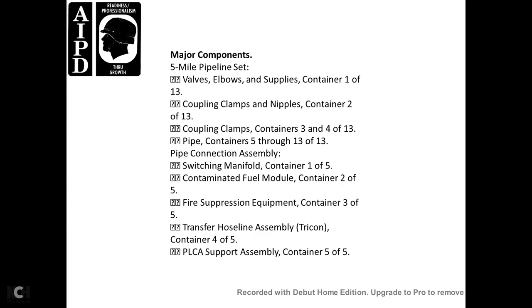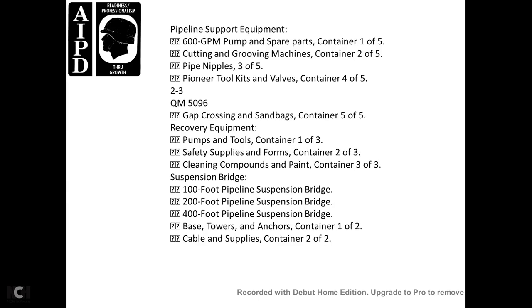Major components: 5-mile pipeline set, valves, elbows, suppliers container 1 of 13, coupling clamps and nipples container 2 of 13, coupling clamps container 3 and 4 of 13, and pipe containers 5 through 13 of 13. Pipe connection assembly: switch manifold container 1 of 5, contaminated fuel module container 2 of 5, fire suppression equipment container 3 of 5, transfer hose line tricon container 4 of 5, PLCA support assembly container 5 of 5. Pipeline support equipment: 600-gallon pump with spare parts container 1 of 5, cutting and grooving machines container 2 of 5 for the pipe and nipples, 3 and 5 Pioneer tool kits and valve container 4 of 5. Gap crossing sandbags container 5 of 5.